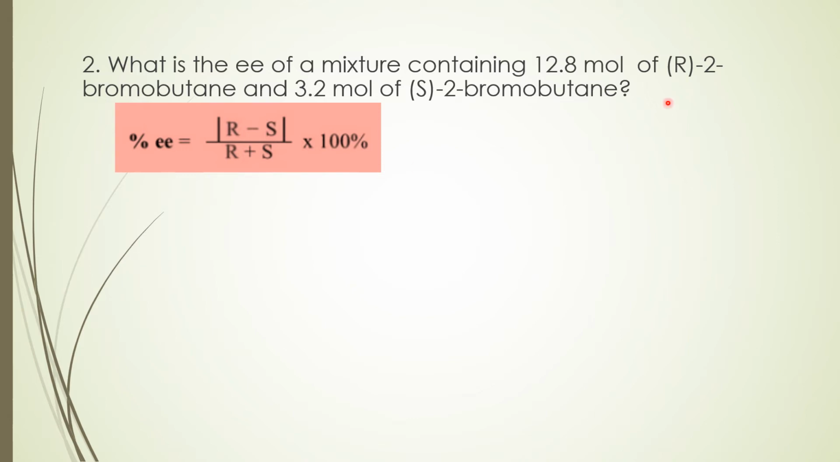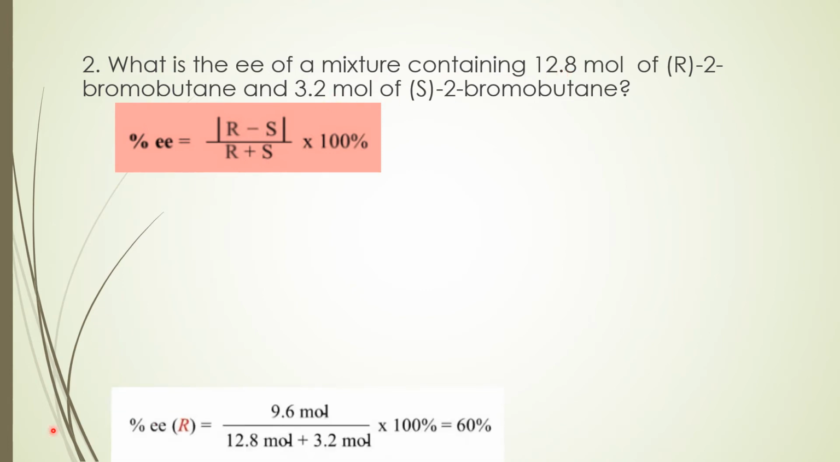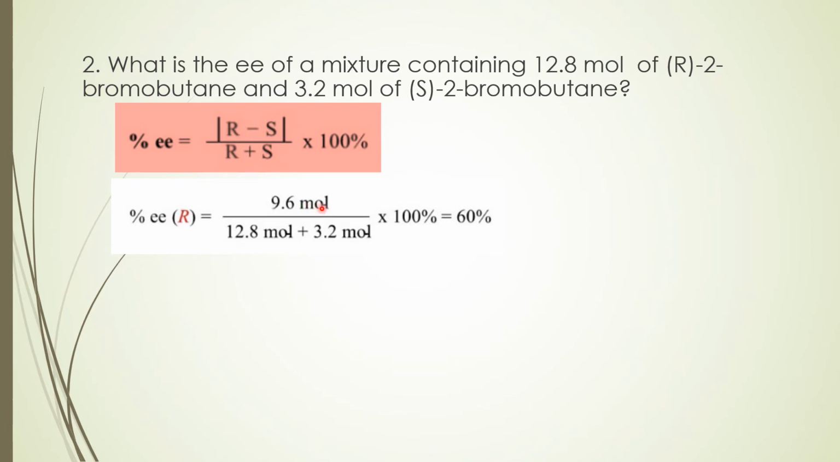One is 12.8, another is 3.2. So 12.8 minus 3.2 divided by 12.8 plus 3.2. 12.8 minus 3.2 is 9.6, divided by 16 into 100, which gives 60%. This is the enantiomeric excess. So what will be the racemic mixture?